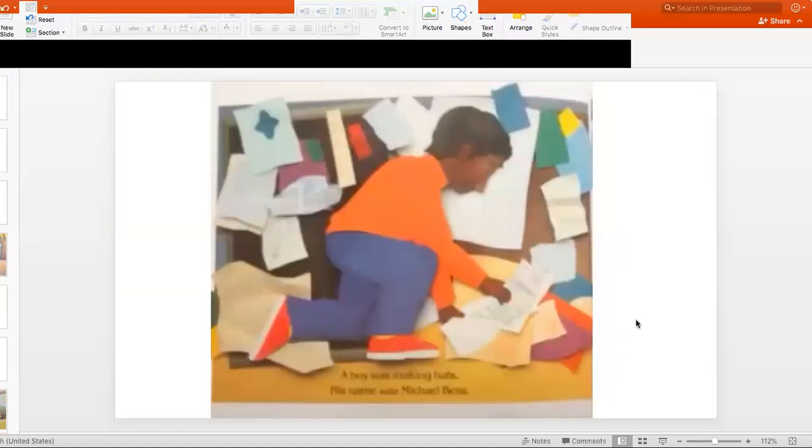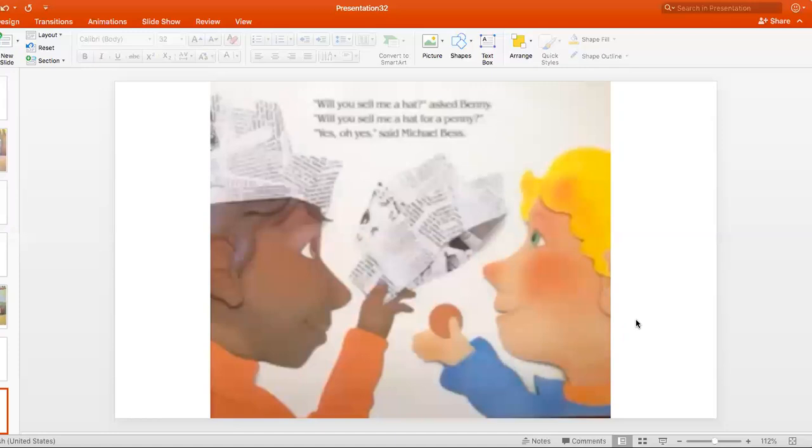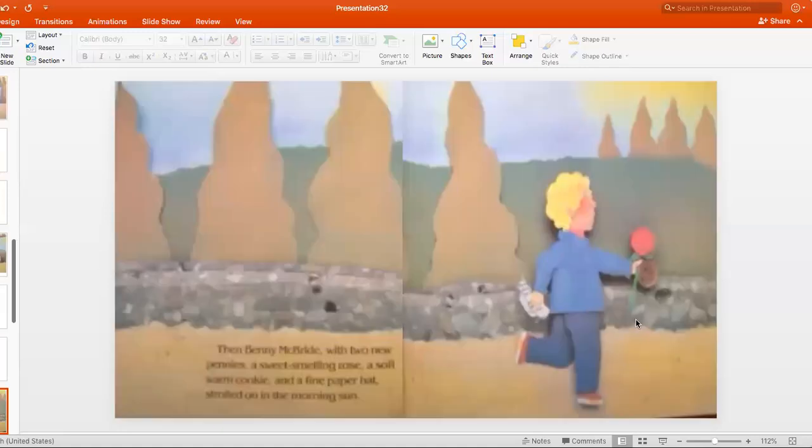A boy was making hats. His name was Michael Bess. Will you sell me a hat? asked Benny. Will you sell me a hat for a penny? Oh, yes, said Michael Bess. Then Benny McBride, with 2 new pennies, a sweet-smelling rose, a soft, warm cookie, and a fine paper hat, strolled on in the morning sun.